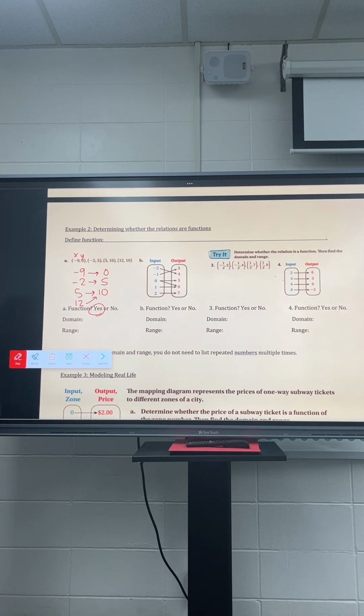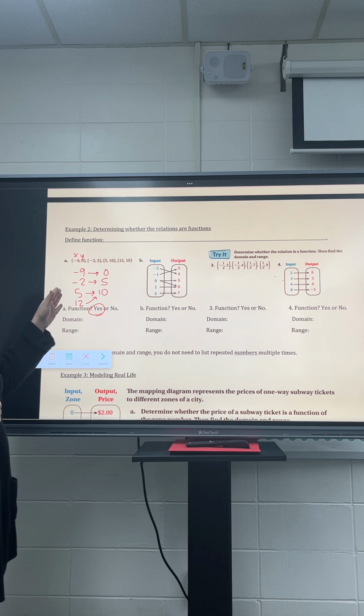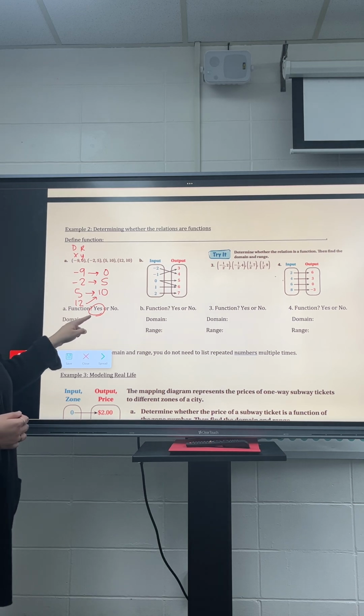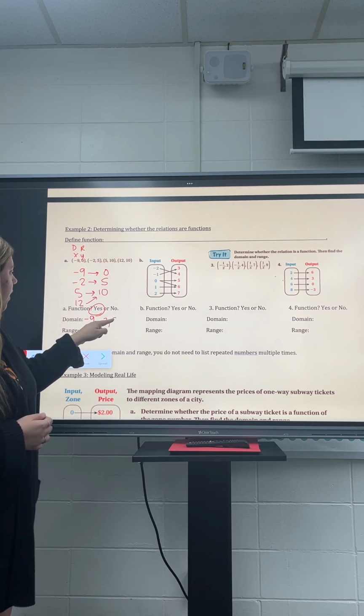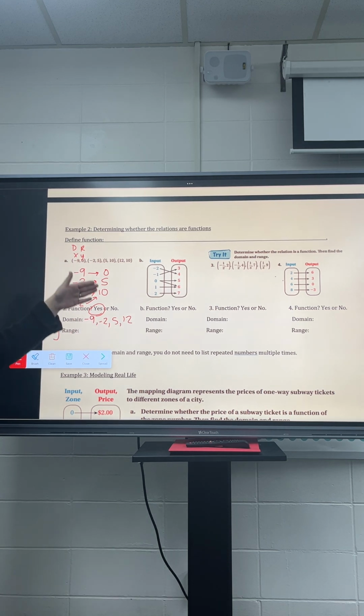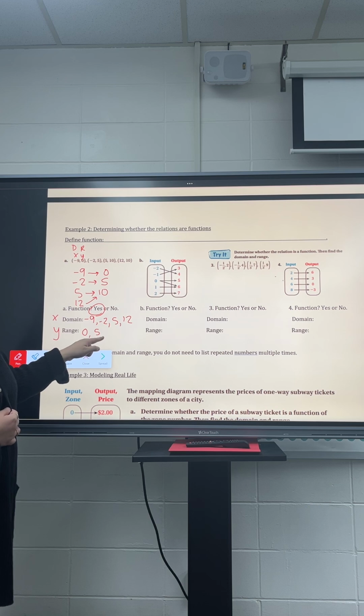Then you talk about your domain and range. If you remember, domain is the same thing as the x values, range is the same thing as the y values. So we listed them: -9, -2, 5, 12. That's the domain, the x's. The range are the y's, so our y values here are 0, 5, and 10.